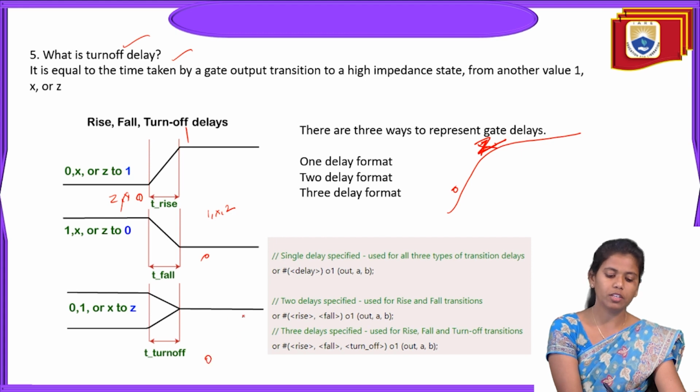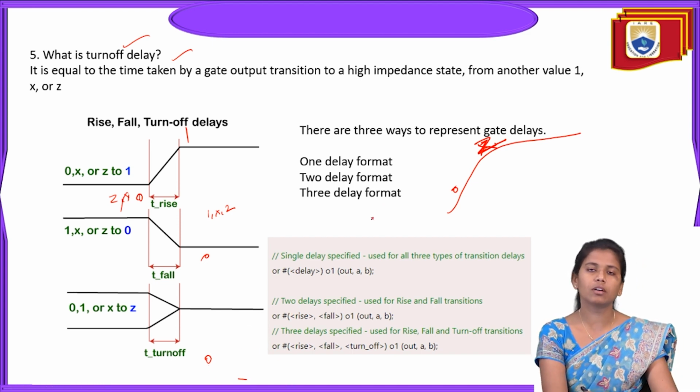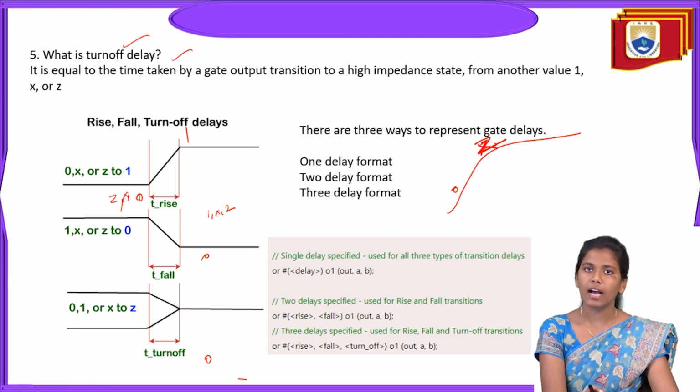That means from either 0 to high impedance, 1 to high impedance, and unknown to high impedance. So this is nothing but the turn off delay. Now, coming to the displaying of delays, there are three formats to be represented as per the delays.